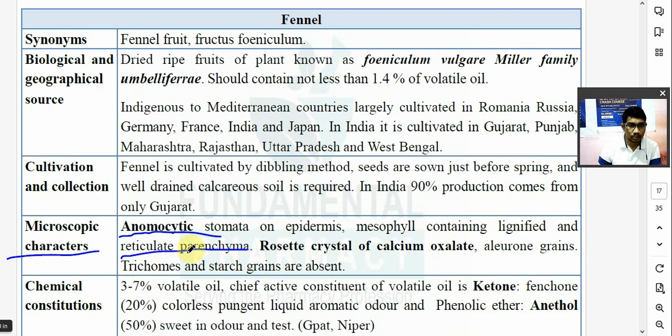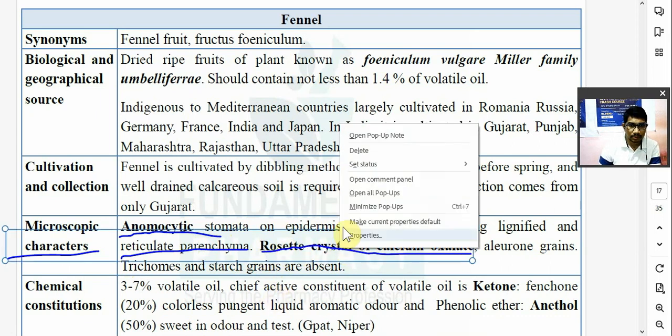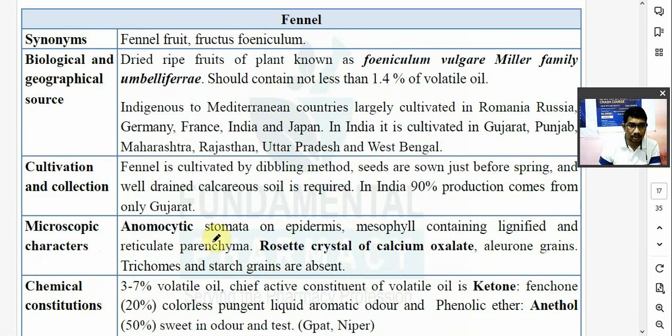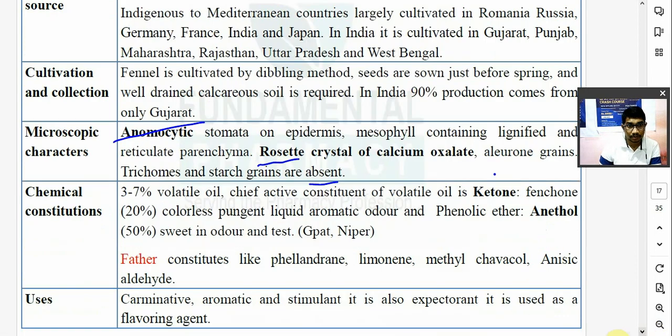Anomocytic stomata, rosette type of calcium oxalate crystals are important. Anomocytic stomata important, rosette type of calcium oxalate crystal important, and lignified parenchyma. Aleurone grains are there. Trichomes and starch grains are absent. Chemical constituent again is very important. A question has come twice on this. Chemical constituent.